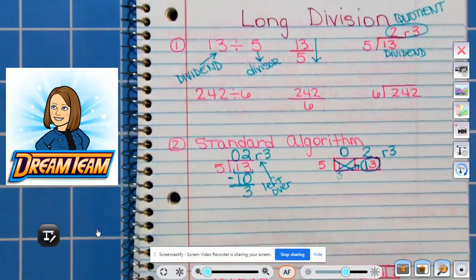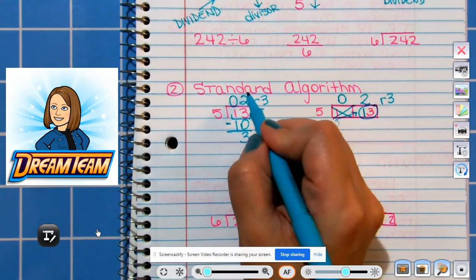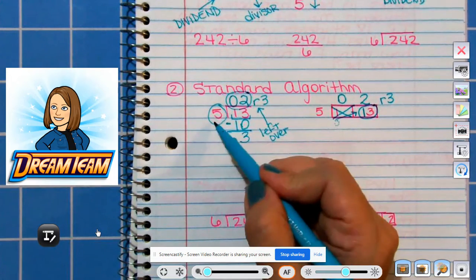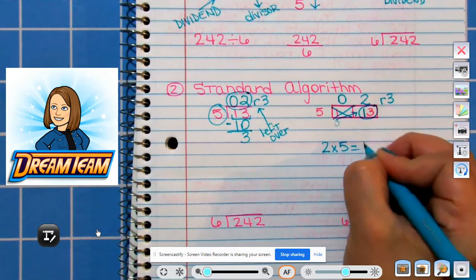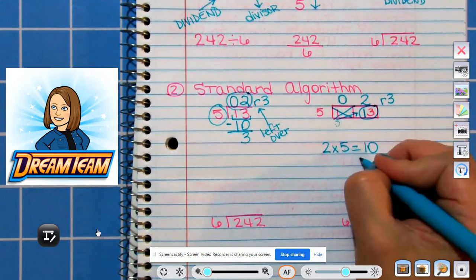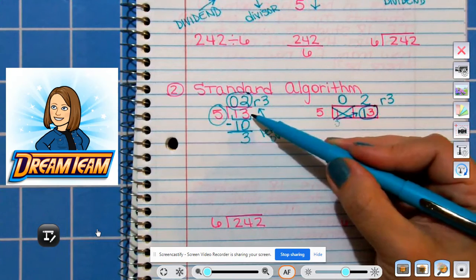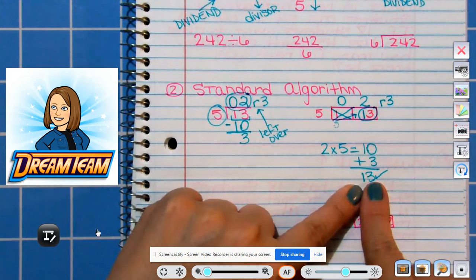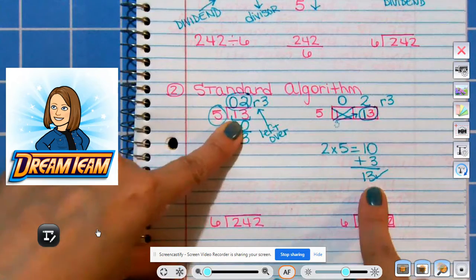Now, we did learn how to check ourselves to see if we were correct. We're going to multiply 2 times 5. 2 times 5 equals 10, and then we have to add in the remainder, which gives us 13, which is the dividend. So when you go back and check, if you get the dividend or the total that you started out with, then you know you are correct.